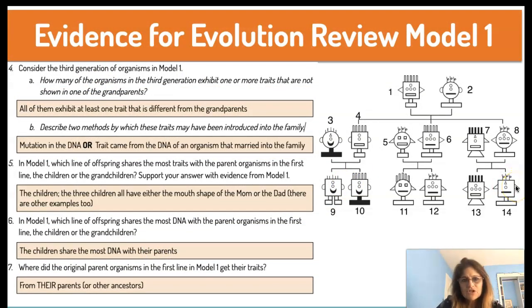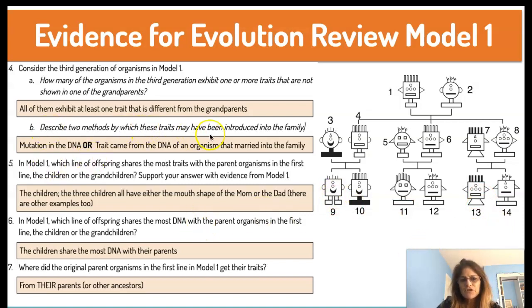How many of the organisms in this generation exhibit one or more traits that are not shown in one of the grandparents? All of them exhibit at least one trait that is different from the grandparents. So this base is different in person 10 than either grandparent. See what we have over here. The square eyes in person 11 is different than either grandparent. This type of hair is different than either grandparent. So you can find at least one example in each of the grandchildren.